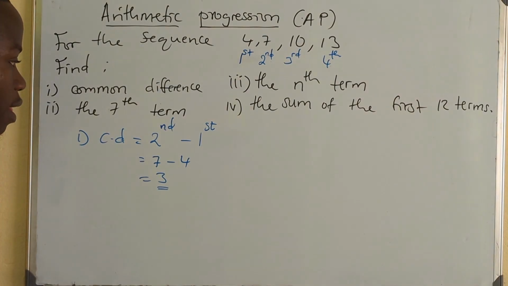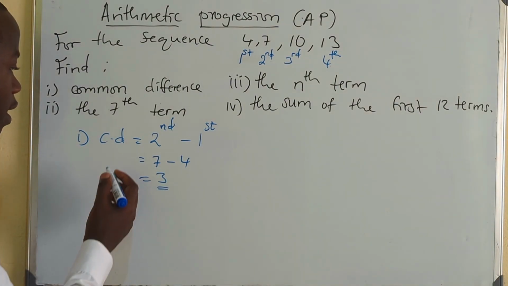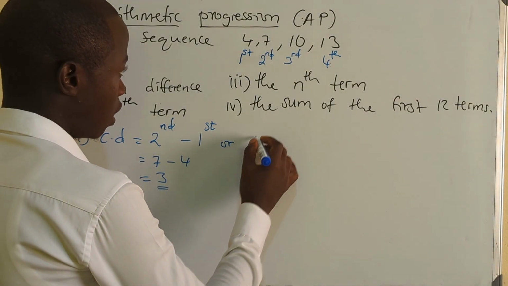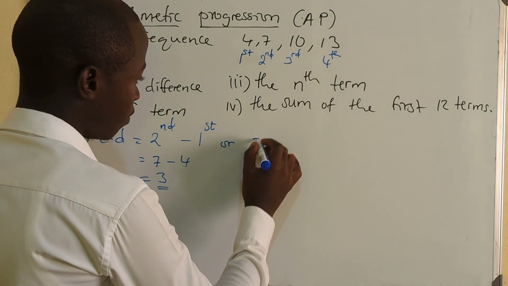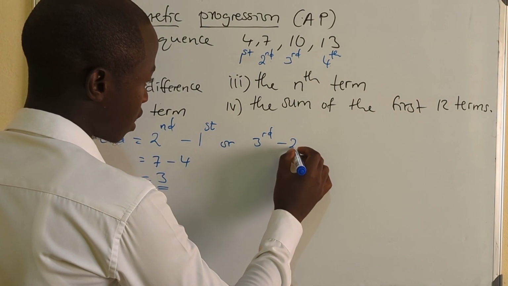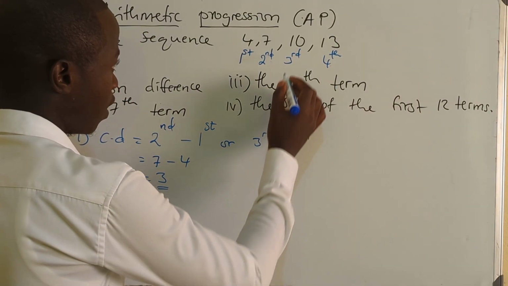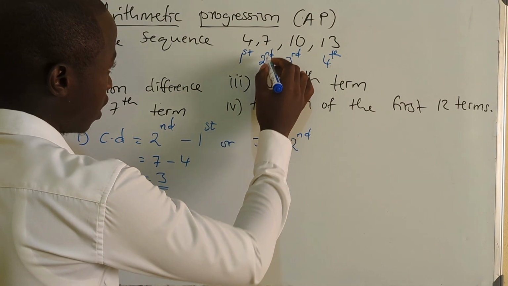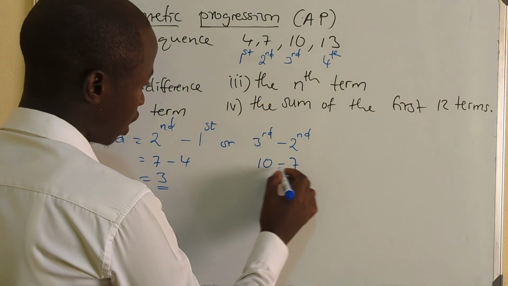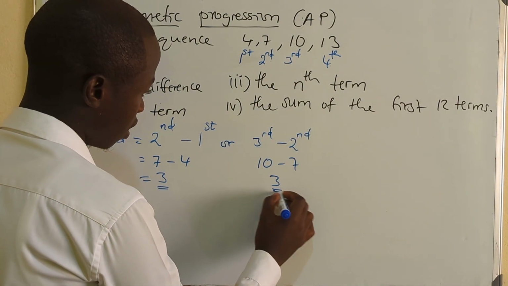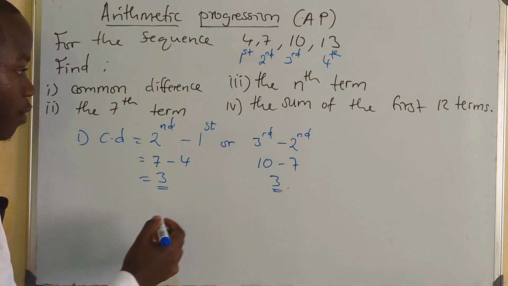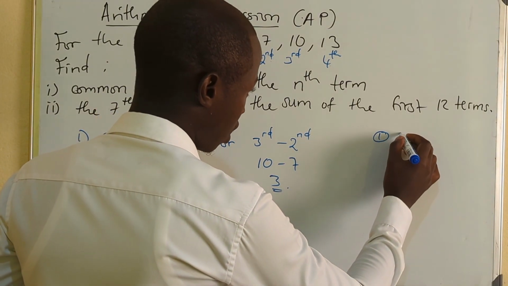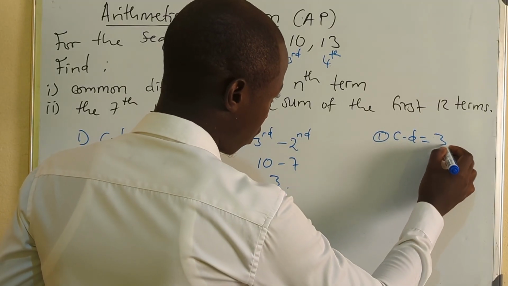So this is the common difference, or the fixed constant. Or third term minus second term. Our third term is 10, our second term is 7. So 10 minus 7 is 3. So our common difference is 3. So for Roman numeral 1, common difference is equal to 3.